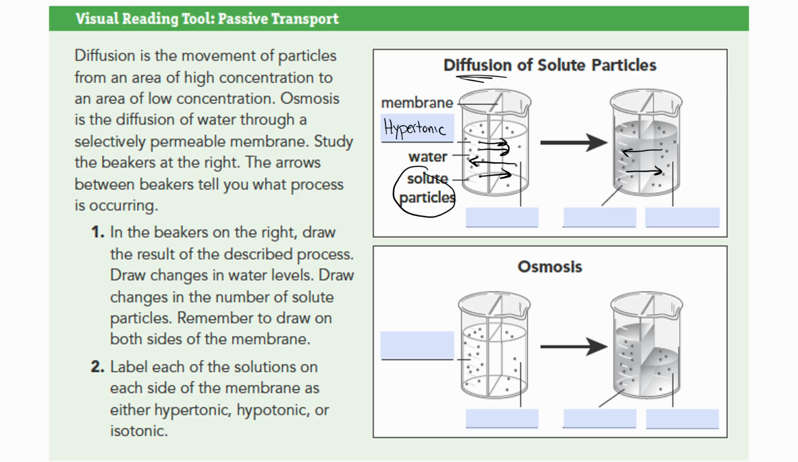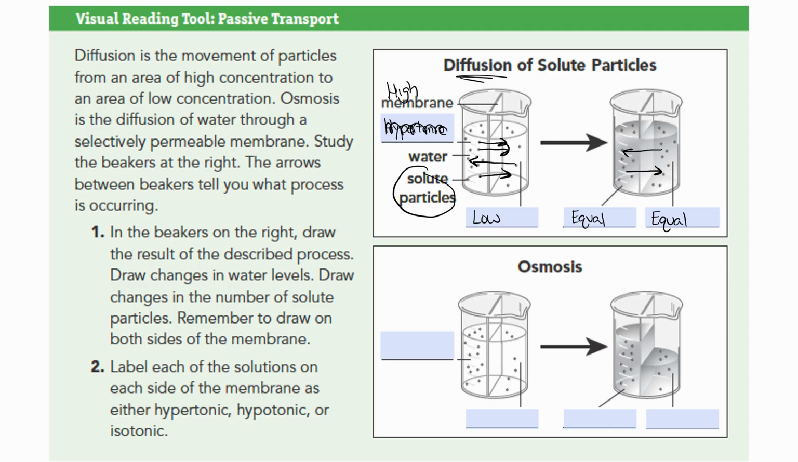Or I shouldn't say a hypertonic solution. This is going to be our high concentration of solute molecules, and then we are going to have our low concentration of solute molecules to the right. Now, once we have the flow, they then become equal on both sides. So these molecules are going to flow in both directions until they are equal.